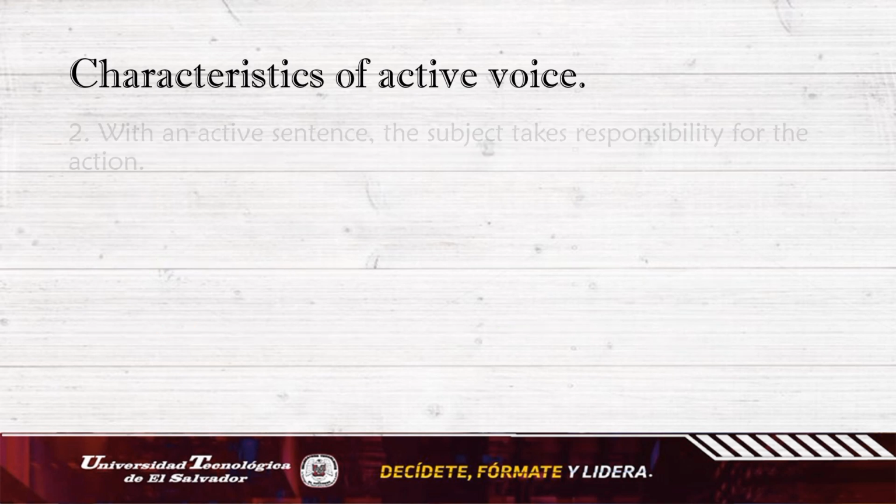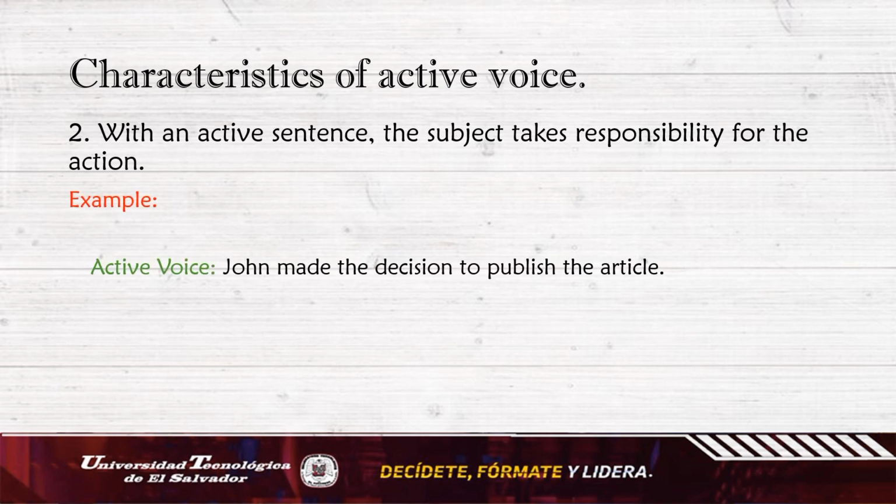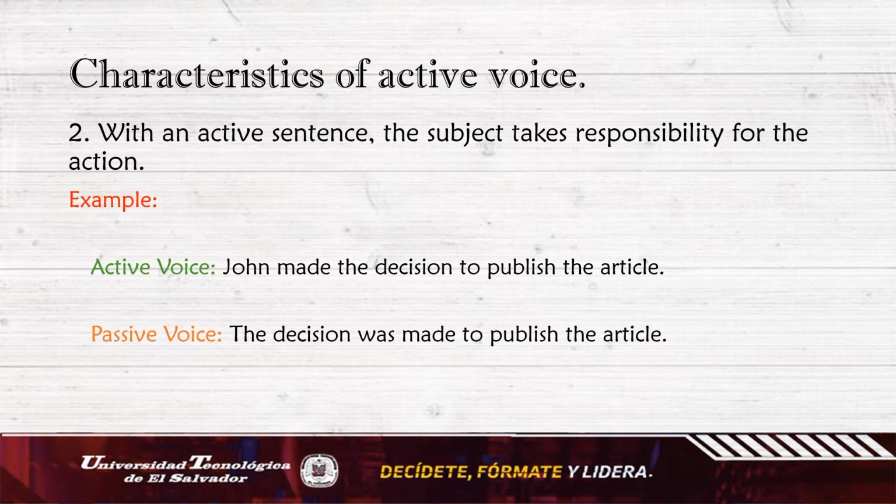Number 2, with an active sentence, the subject takes responsibility for the action. For example, "John made the decision to publish the article." This active sentence makes it clear that John was responsible. Instead, this sentence, "The decision was made to publish the article." With this passive sentence, we don't know who took the decision.